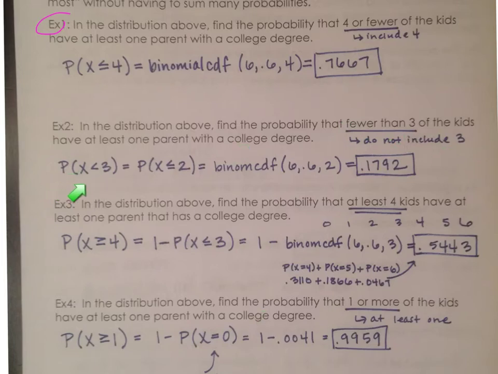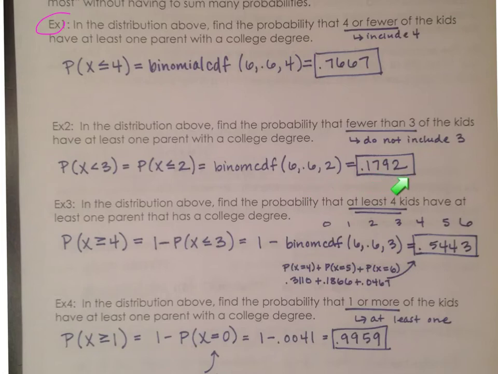So our probability statement will start like this: the probability that x is strictly less than 3, and I need you to understand that that's the same as x is less than or equal to 2 because we're talking about the discrete case here. Fewer than 3 is less than or equal to 2. So what you'll type into your calculator for the binomial CDF is 6, comma, 0.6, comma, 2, and you'll get your almost 18% here in the end.